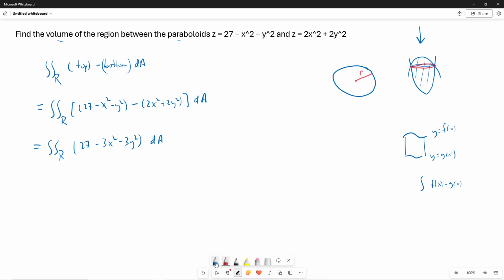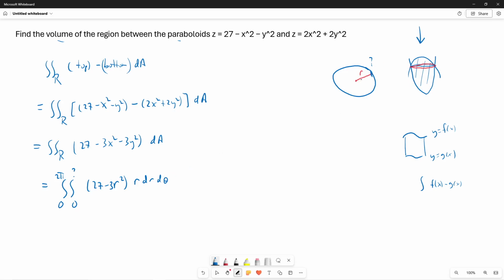But clearly we would like to do a polar coordinate transformation here, and the theta goes from 0 to 2 pi. The radius will go from 0 to whatever that radius is. And the integrand is 27 minus 3r squared, because x squared plus y squared is r squared. So this is 3r squared if you factor out the minus. And dA in polar coordinates is r dr d theta.